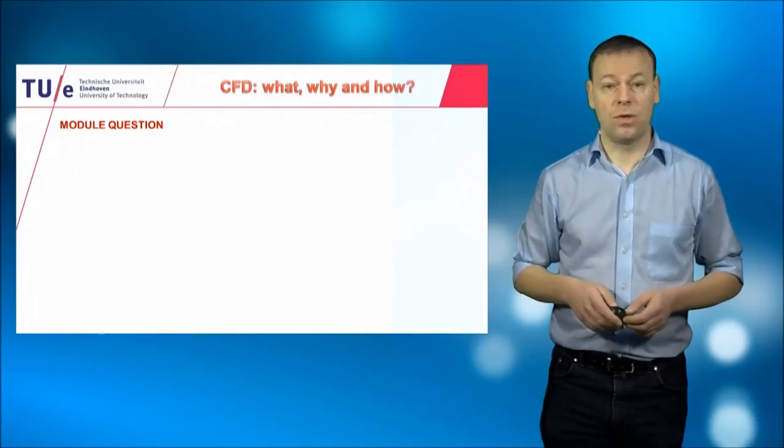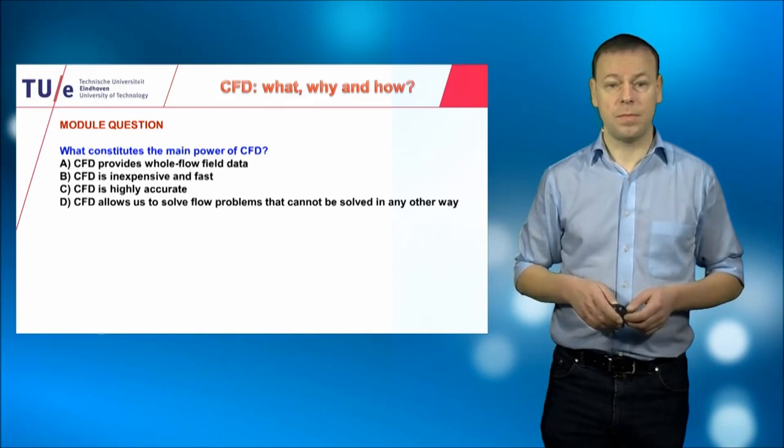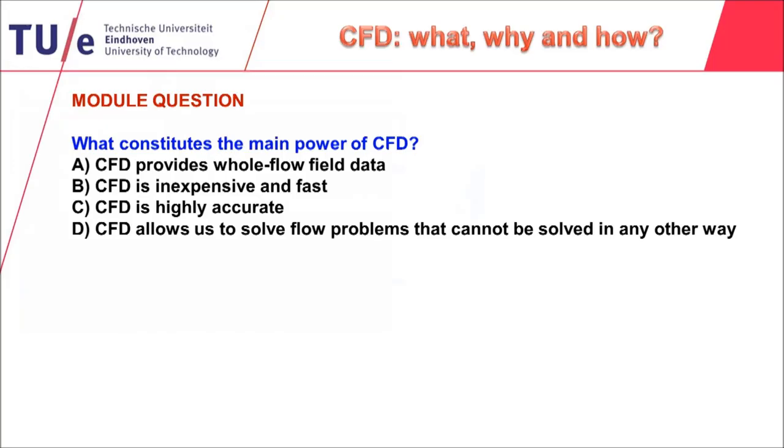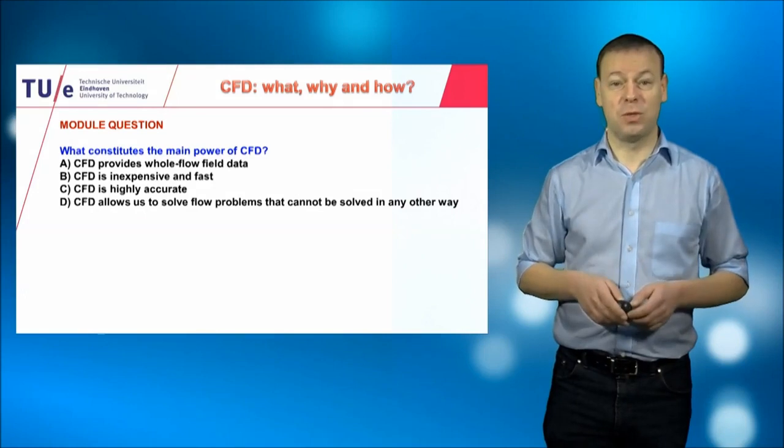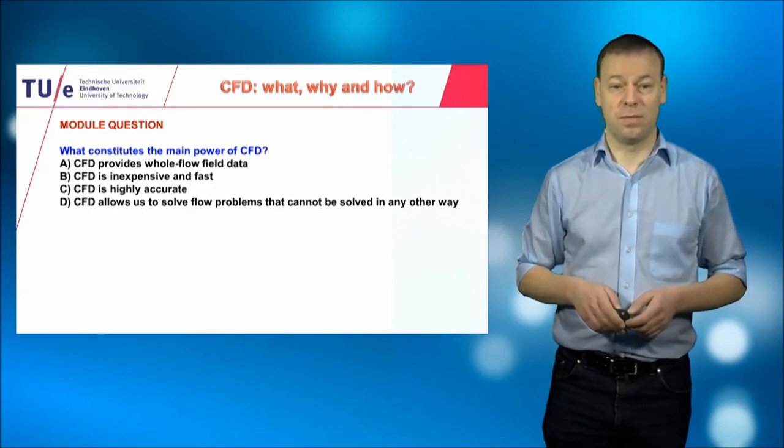Let's start again with the module question. What constitutes the main power of CFD? Is that A, CFD provides whole flow field data, B, CFD is inexpensive and fast, C, CFD is highly accurate, or D, CFD allows us to solve flow problems that cannot be solved in any other way? Please hang on to your answer and we'll come back to this later in this module.